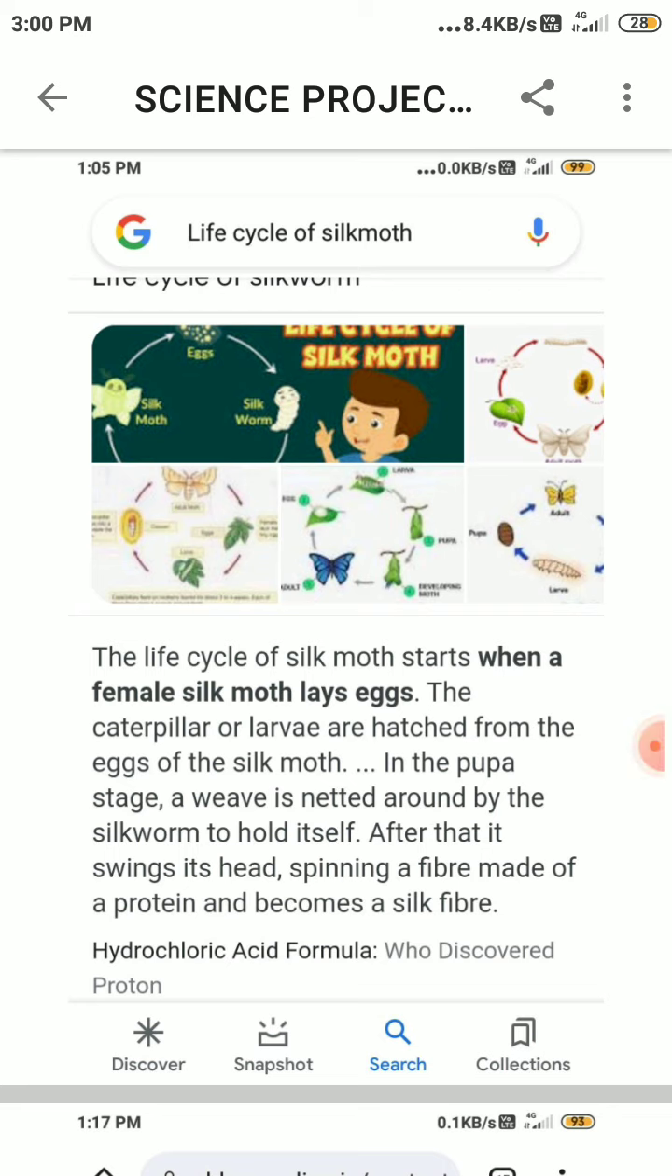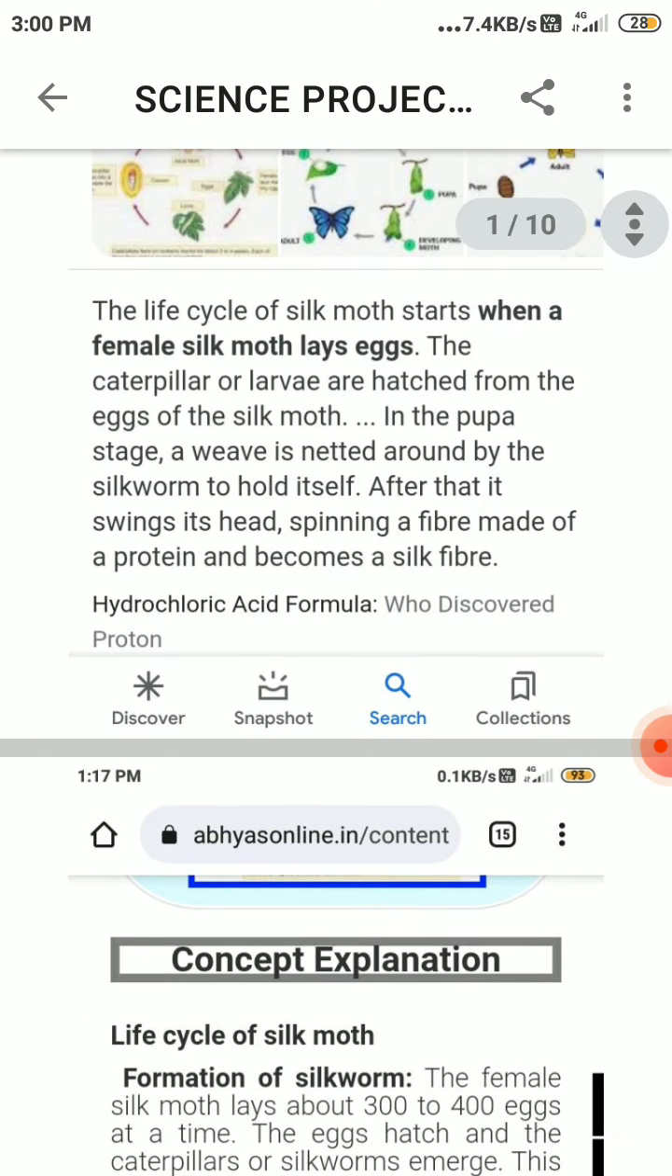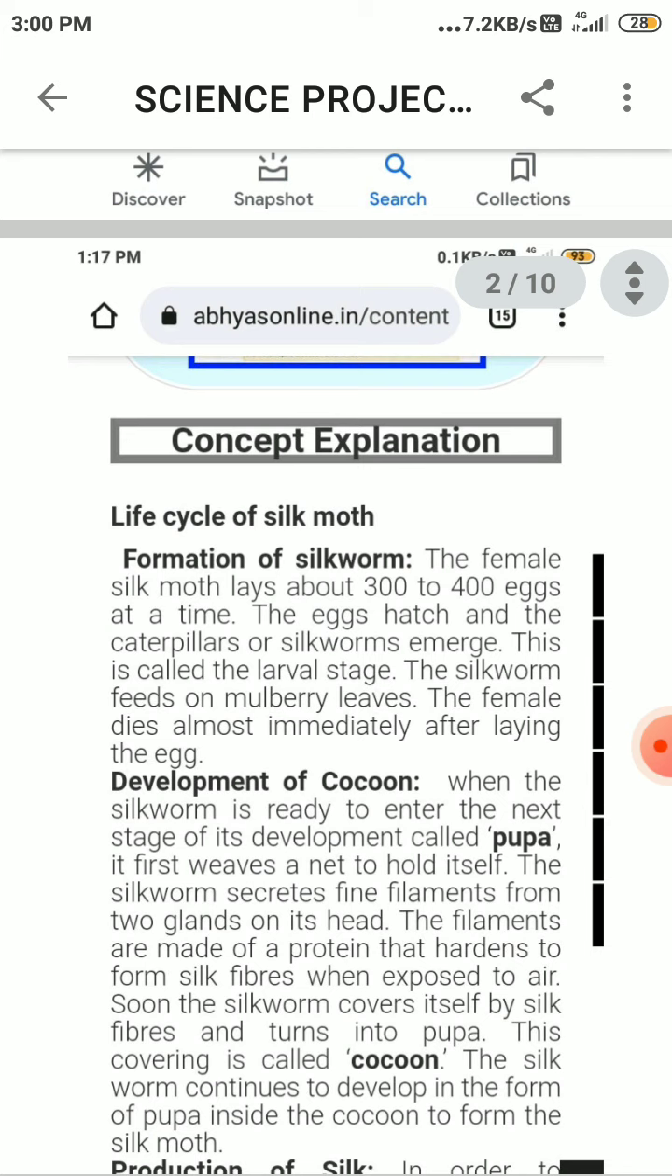The caterpillar or larva hatches from the eggs of the silk moth. In the pupa stage, a net is woven around by the silkworm to hold itself. After that, the silkworm's head spins a fiber made of a protein, and it becomes a silk fiber. Explanation. Formation of silkworm. The female silk moth lays about 300 to 400 eggs at a time. The eggs hatch and the caterpillars or silkworms emerge, which is called the larval stage. The silkworm feeds on mulberry leaves. The female dies almost immediately after laying the eggs.